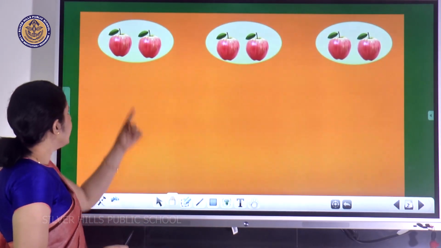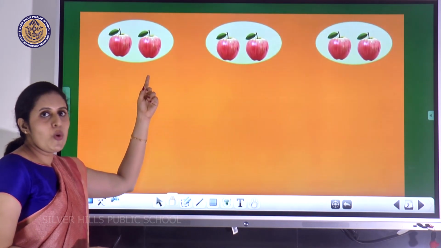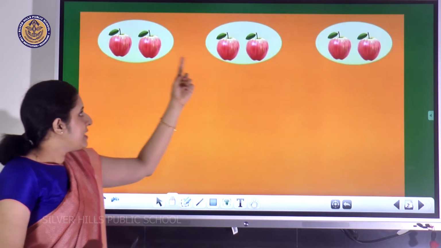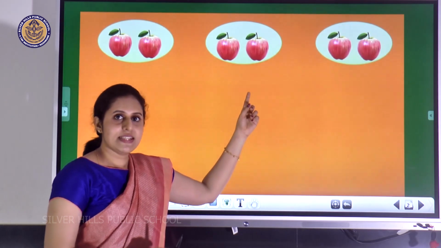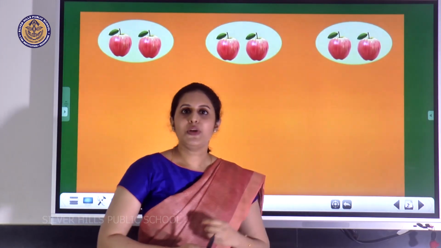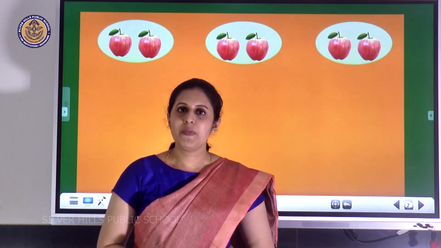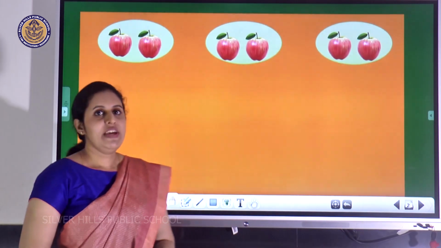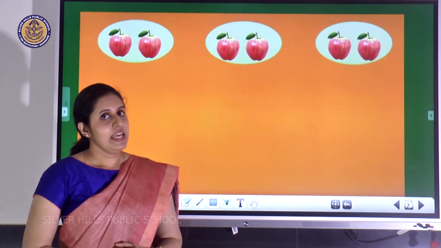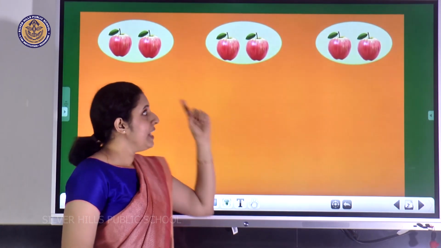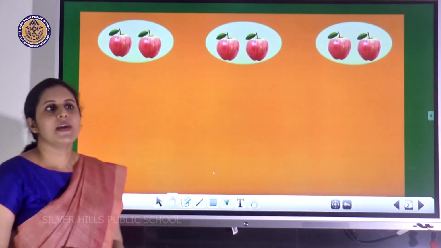Let's see. So look at this group. How many apples are inside it? 2 apples. Yes, correct. Same way, the second group is also having 2 apples. Same way, the third group is also having 2 apples in it. That means here we have 3 equal groups of apples. Equal groups as in each group there are exactly 2 apples.